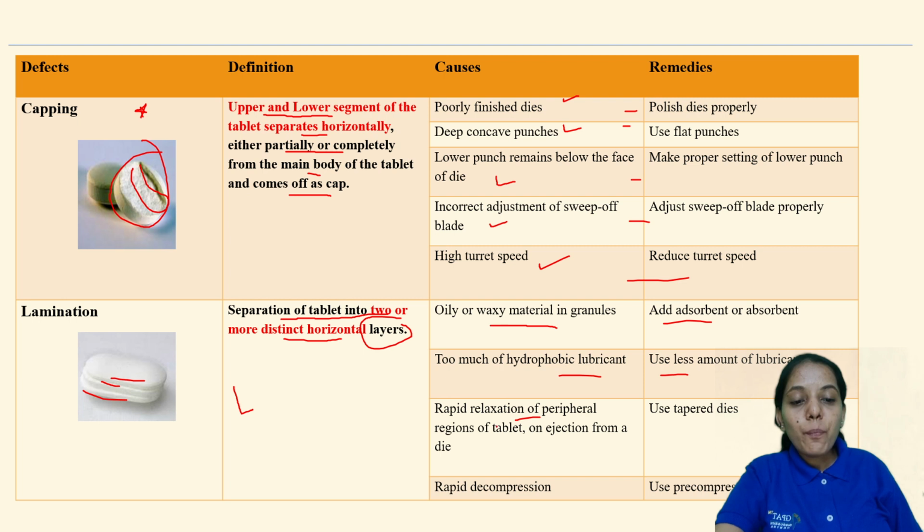Rapid relaxation of peripheral region of tablets on ejection. Once the tablet is ejected, there is a rapid relaxation. So use tapered dies. Rapid decompression, then use the pre-compression step. So these are the different causes and remedies for the lamination.